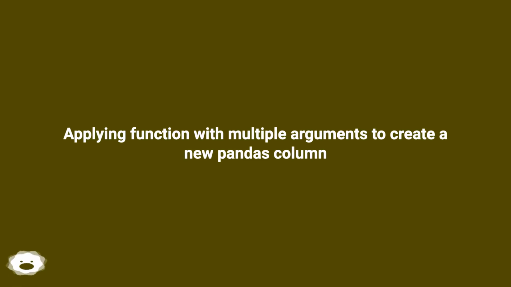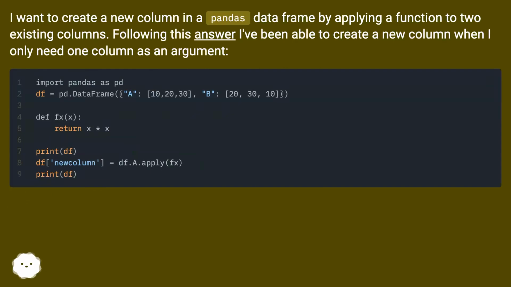Applying function with multiple arguments to create a new Pandas column. I want to create a new column in a Pandas data frame by applying a function to two existing columns. Following this answer, I've been able to create a new column when I only need one column as an argument.